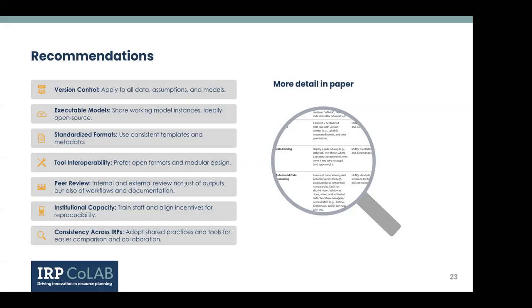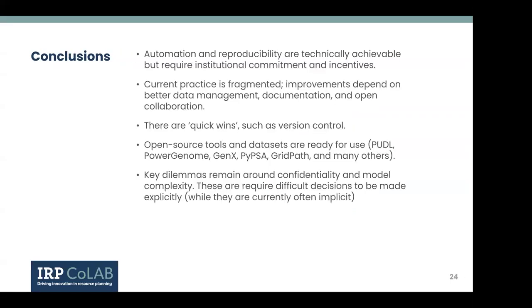A second recommendation is sharing executable models where that's possible. So in many IRPs, the data sets that have gone into the model as well as the model assumptions are shared. That's great. It still makes it very difficult for someone to reproduce your analysis because they would have to build a model up from scratch.